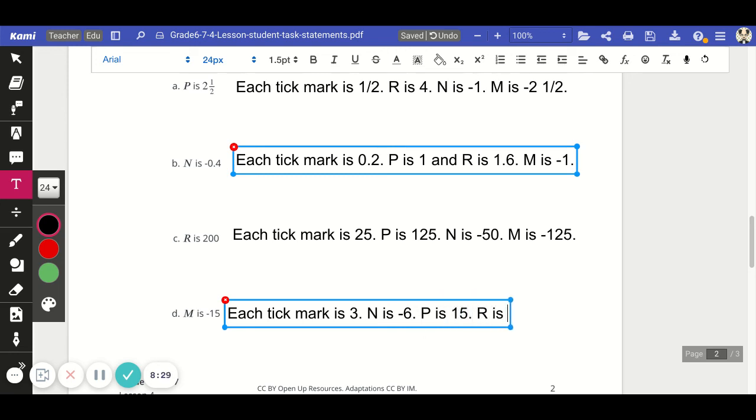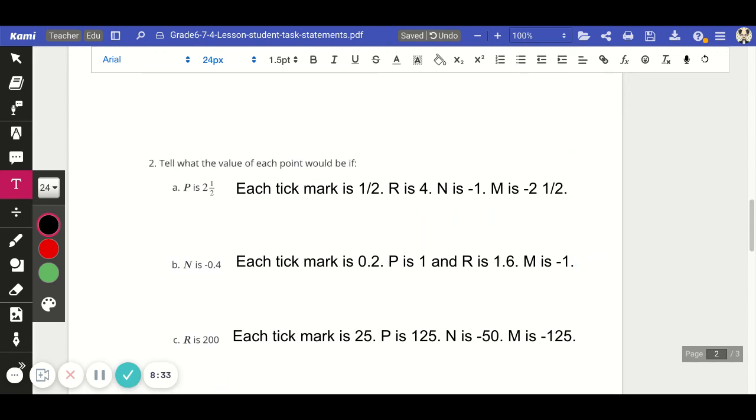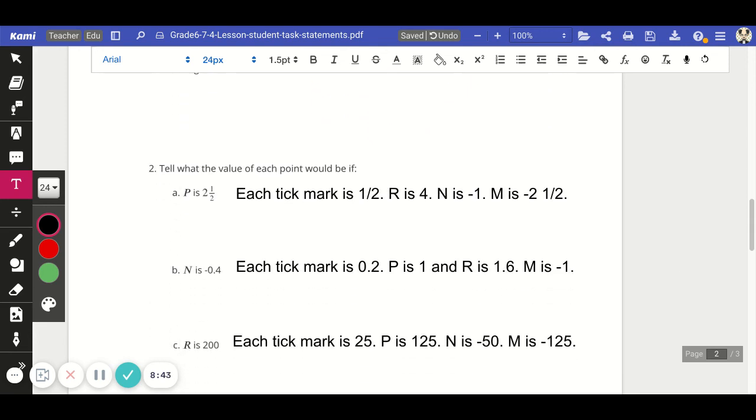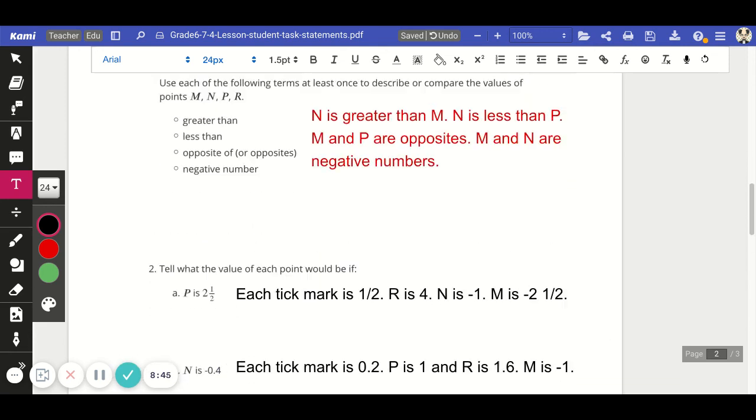And R is 24. All right, so what we've been able to do in this exercise is do a lot of thinking about the vocabulary we focused on with positive, negative numbers, rational numbers, and we thought a lot about ordering things and finding values.